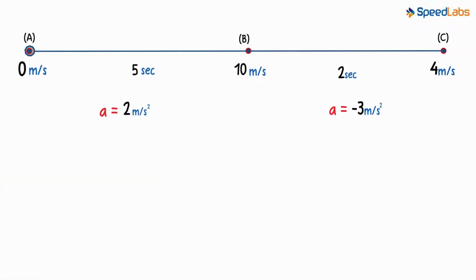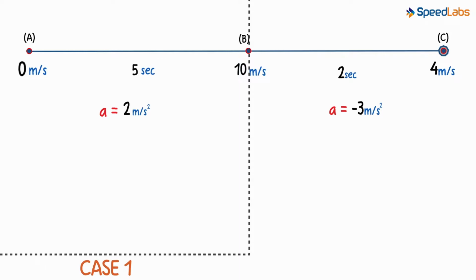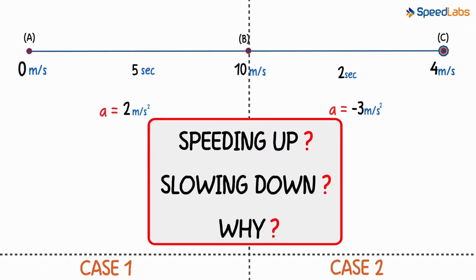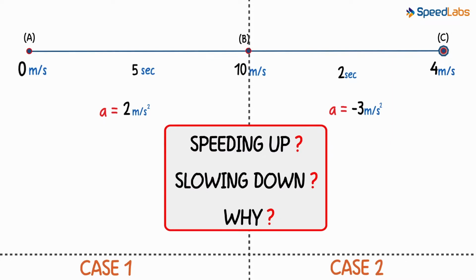Now let's go back to the very first example we saw. The object moves rightwards from A to B to C. The first case is A to B and the second one is B to C. Can you tell me in which case is the body speeding up and in which one is it slowing down? And why?